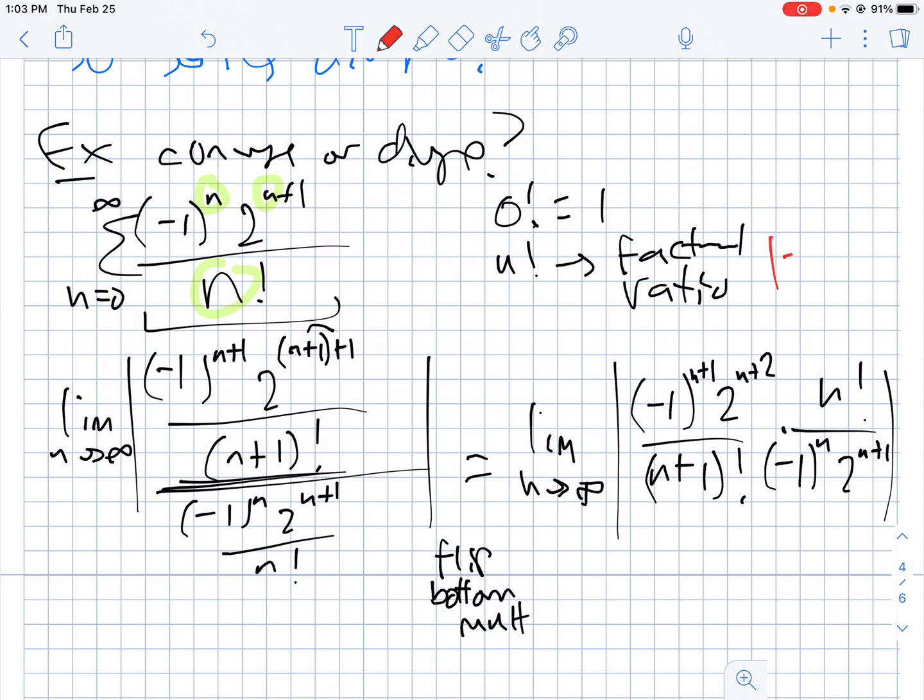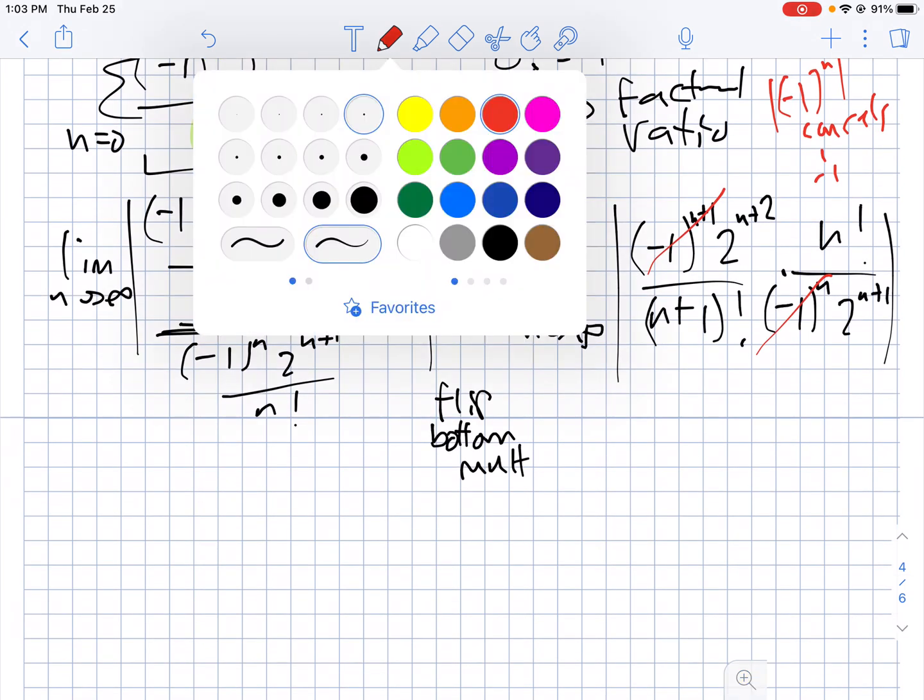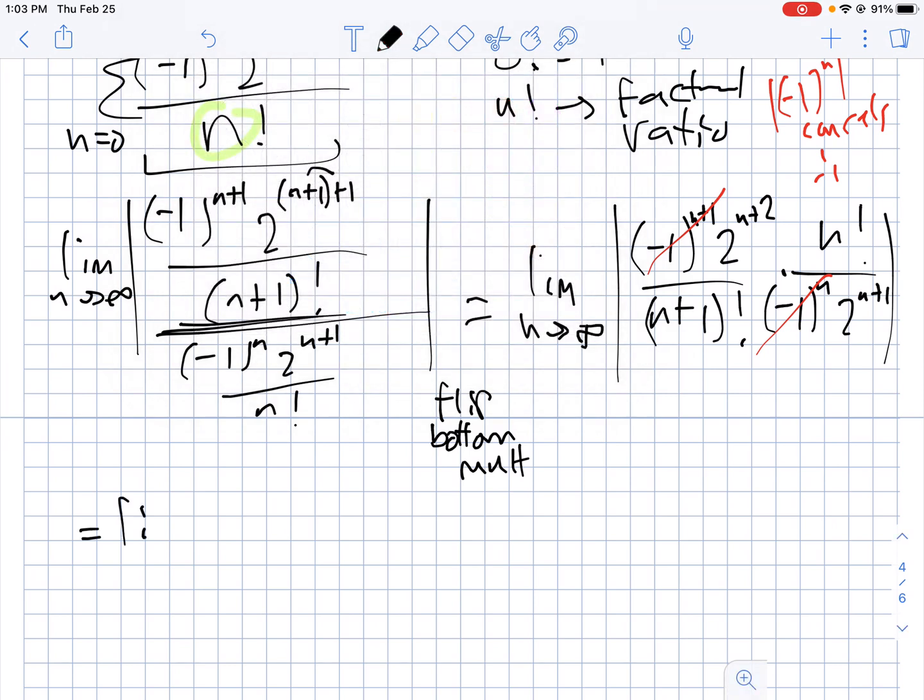If we take the absolute value, we talked about this in the alternating video, if you take the absolute value of a -1 to the n, that cancels it out, right? Because the absolute value of 1 and -1 is the same thing. So you can get that canceled because of the absolute value signs. So then if I line up my terms together, this is just going to be a limit n goes to infinity of 2 to the n plus 2 over 2 to the n plus 1 times n factorial over n plus 1 factorial.